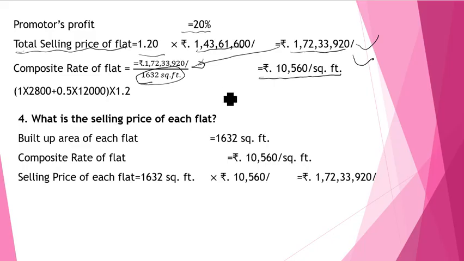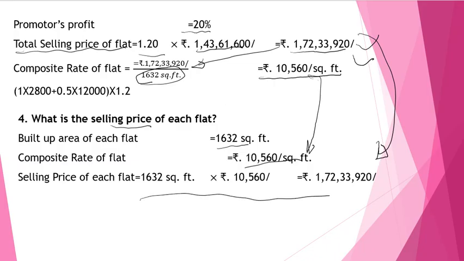So what is the selling price of each flat? We have already calculated 1 crore 72 lakh 33,920. Otherwise, you can find out: built up area is 1632 square feet and composite rate is 10560 per square feet. You can calculate this way also. Otherwise, you can directly write it as 1 crore 72 lakh 33,920.